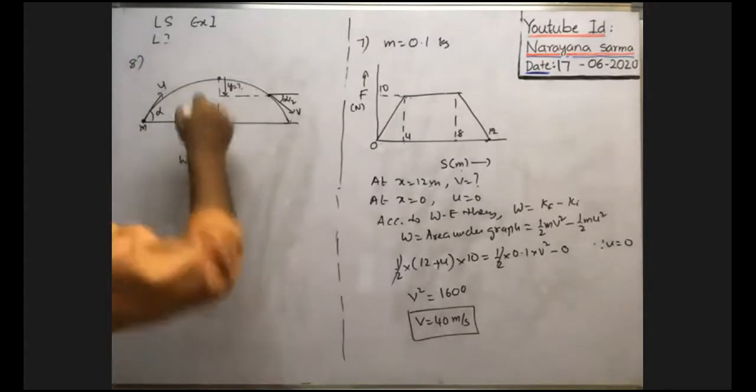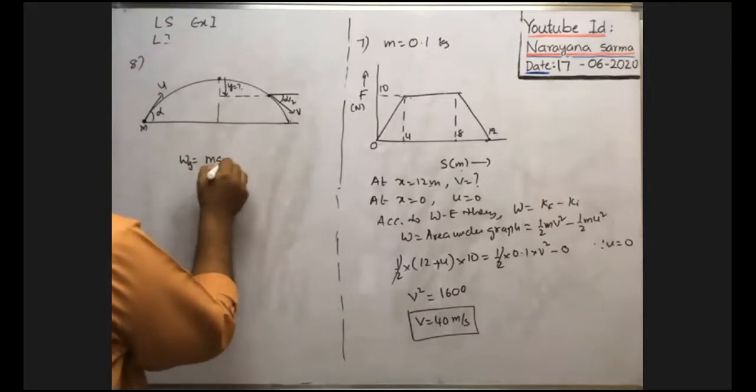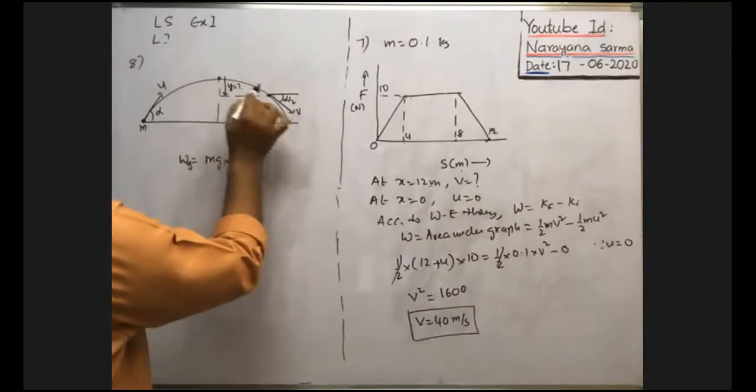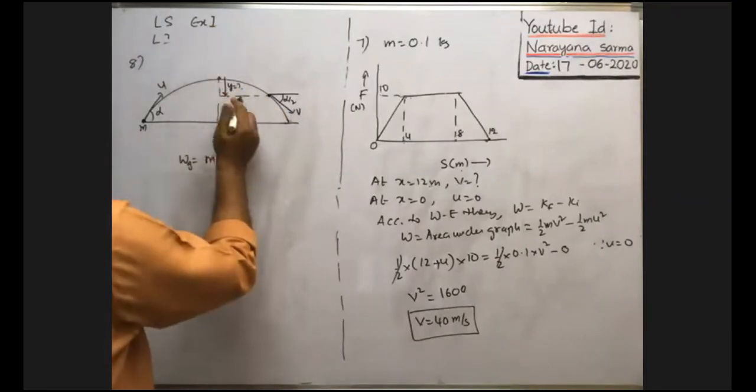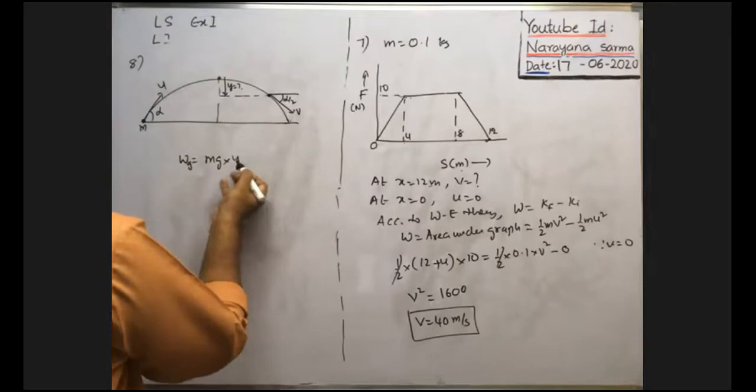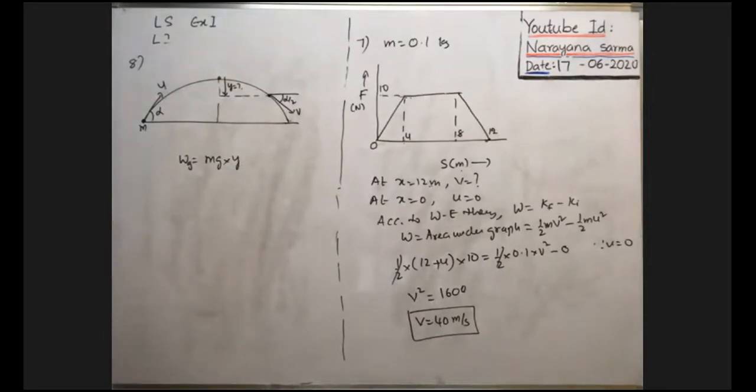The weight mg acts downwards, multiplied by the distance the body travels from this position to this position along the direction of weight, or along the vertically downwards direction. What is the distance traveled? It is y. If you know y, that is the answer. So we have to find y. That is our task. We have to find the y value.